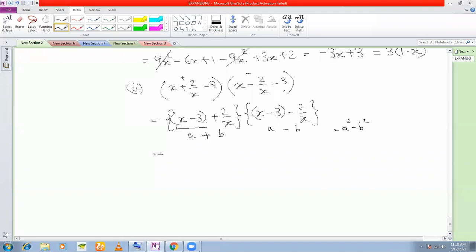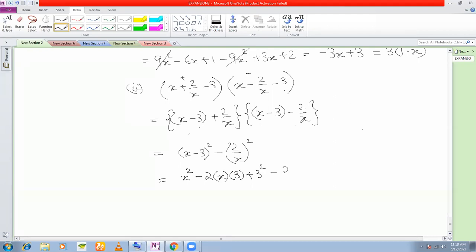So if you consider this entire x minus 3 as your a, you're going to get a square minus, and b as your 2 by x, if you consider, you're going to get b square. Okay, no problem here. We'll continue with the next step then. Now what you do is you expand everything. So you have x square minus, this is a minus b whole square expansion, plus 3 square minus 2 square by x square, and finally you get your answer, x square minus 6x plus 9 minus 4 by x square. And that is your answer.